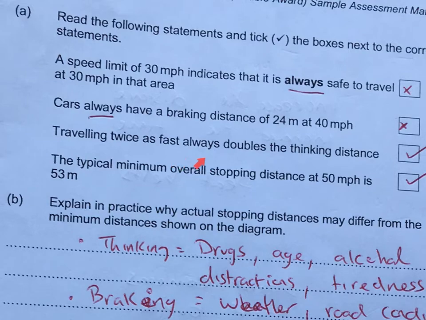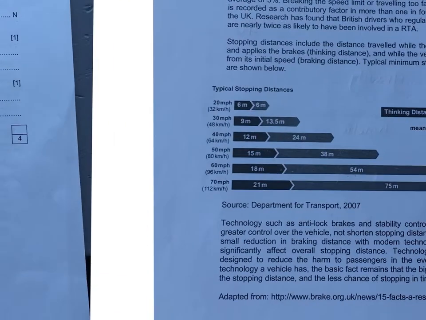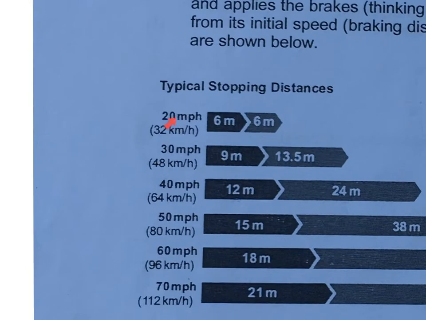However, traveling twice as fast always doubles the thinking distance. Let's have a look at this. So traveling twice as fast. Well, let's start at 20 miles per hour and double it, and that's going to double it. So that's always going to double. Okay, so it's going to double from 6 meters to 12 meters, regardless of the conditions.